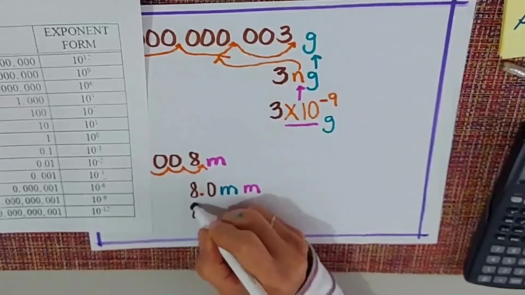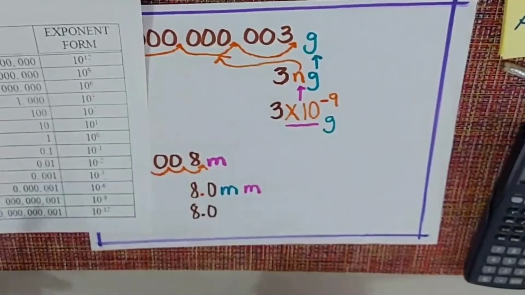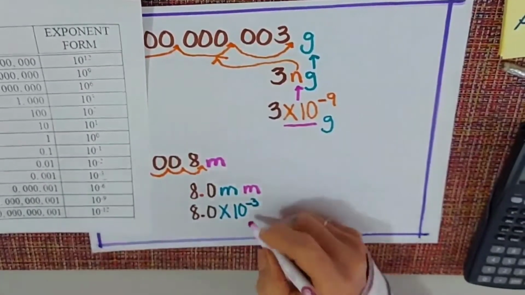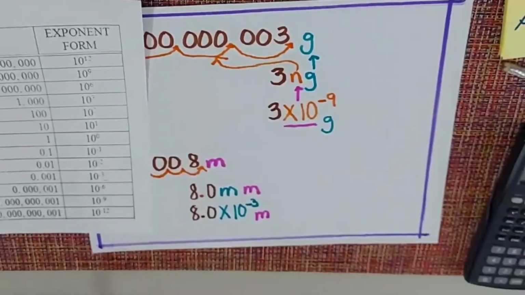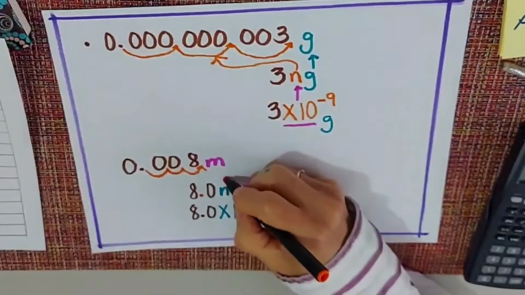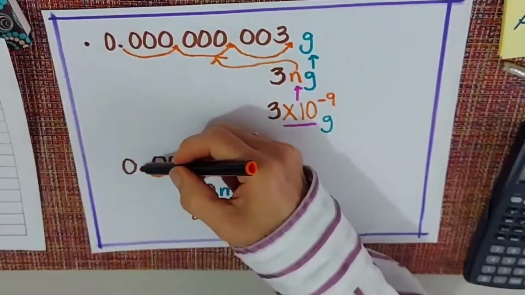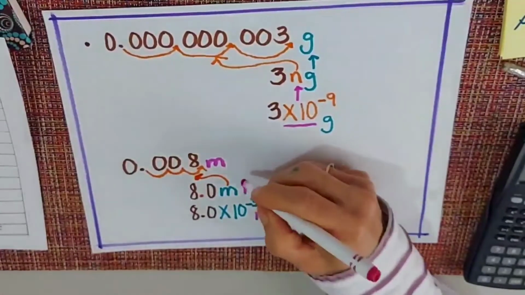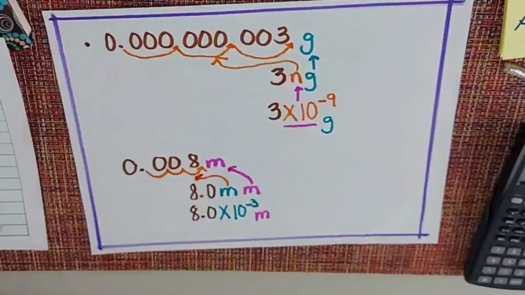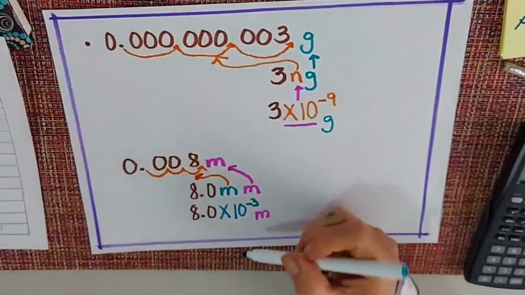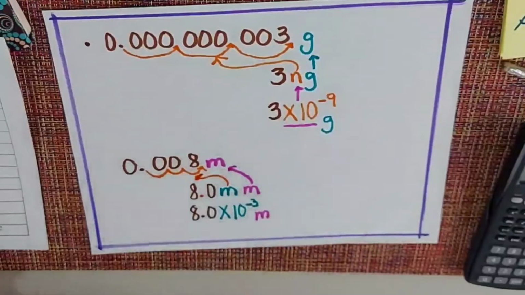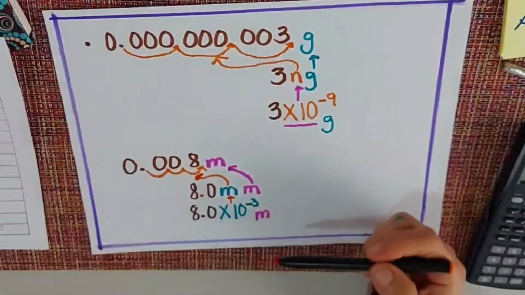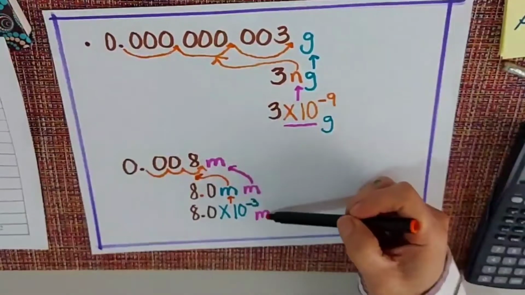Now write 8.0 times 10 to the minus 3 meters. This letter is for milli, it is the number of places that you move the decimal point. And this letter is the unit meter, the same unit. And here you can see the exponent form for milli. And this is the same, but in this part it is exponent form. And here you can see the same unit, meter, meter, meter.